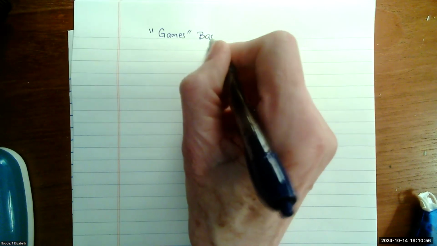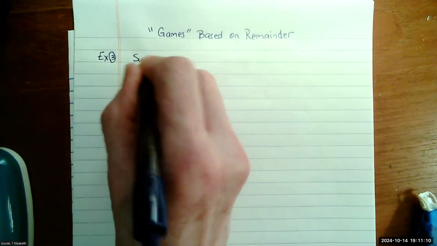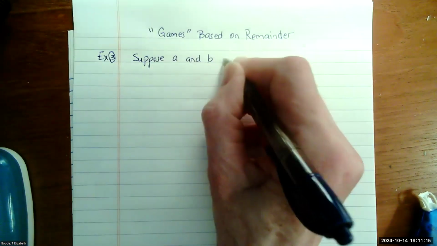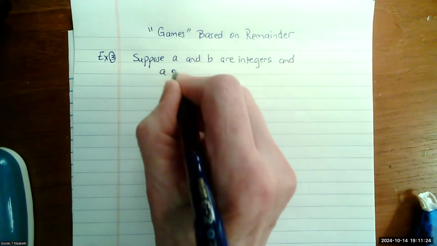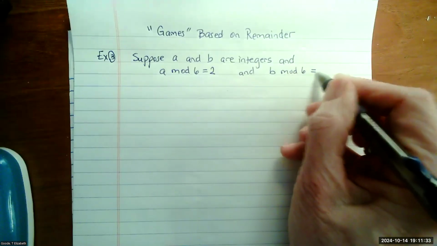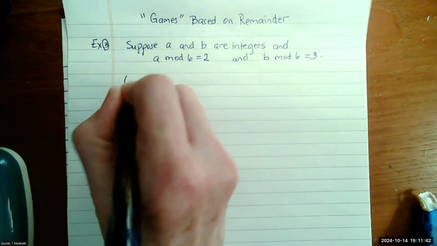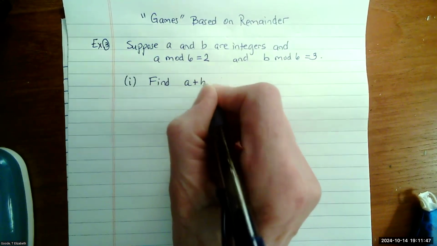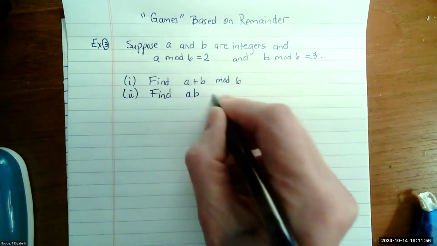So, games based on remainder. We're going to learn some important facts in the process of learning the rules of these games. So let's suppose, for example 3, suppose A and B are integers, and A mod 6 is equal to 2, and B mod 6 is equal to 3. Notice we don't even know what A and B are here. We just know that they yield these remainders when they're divided by 6. 1, we're going to try to find A plus B mod 6. And 2, we're going to find A times B, or AB, mod 6.